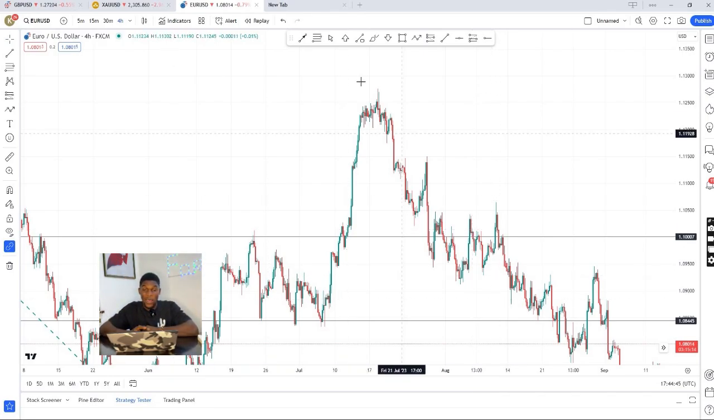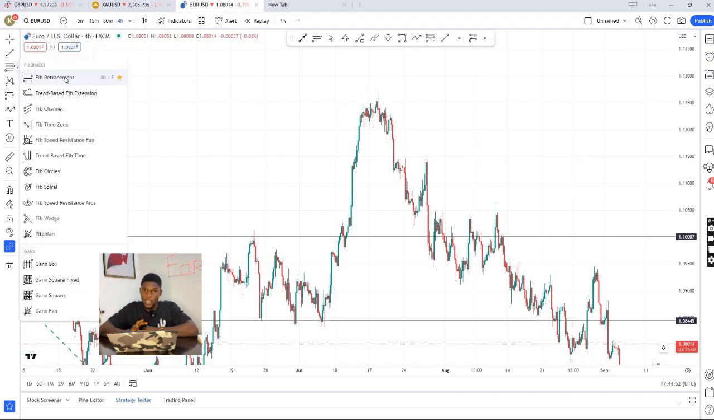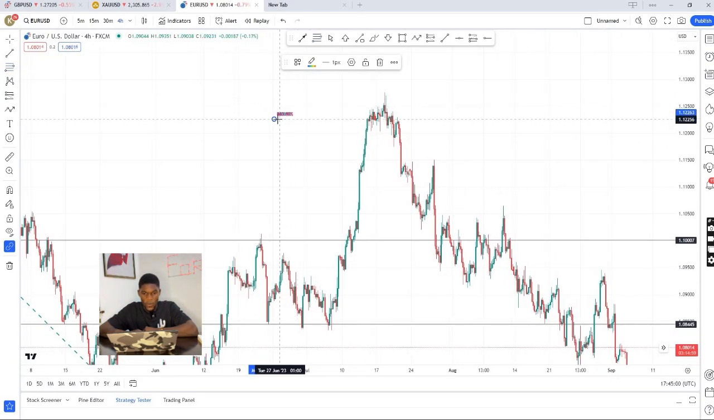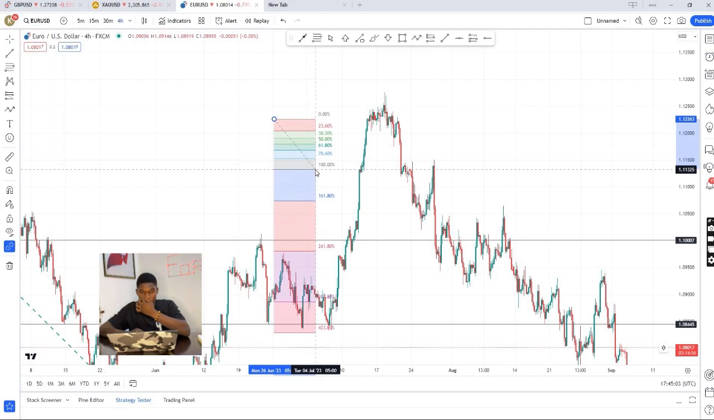So on TradingView, I taught you guys how to use TradingView already. At this point here, you come here and you see Fibonacci retracement. Now, before we start, if you tap on the Fibonacci retracement like this, you actually need to set your Fibonacci retracement first. You need to set it. See the settings right here.